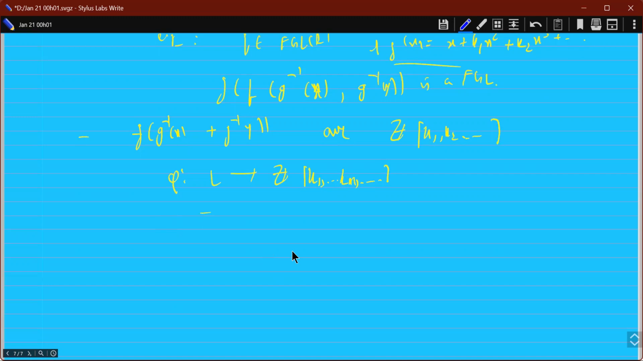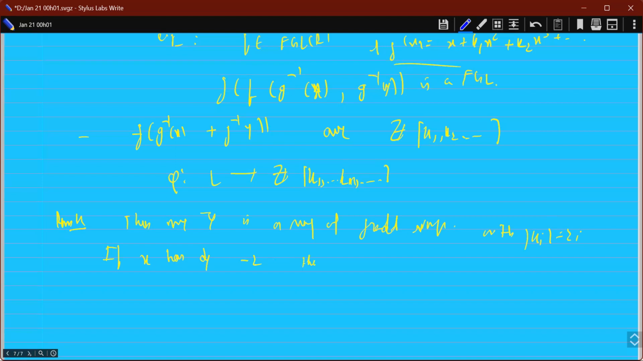Okay, so maybe a remark. This map is a map of graded rings with degree to be true. If X has degree -2, then the X also has degree -4, which the formal group law is to be used.